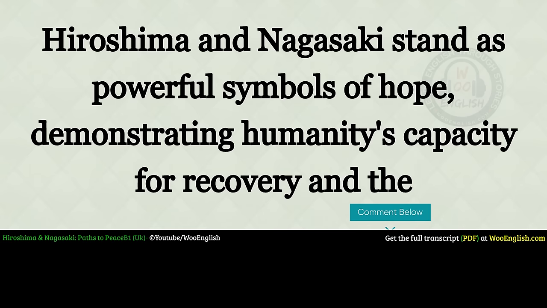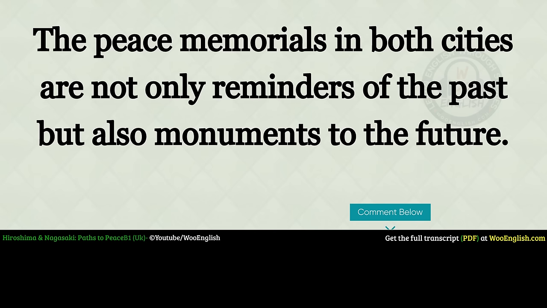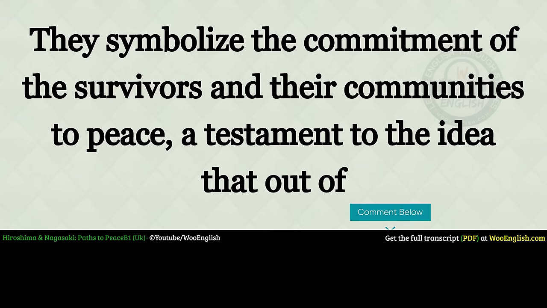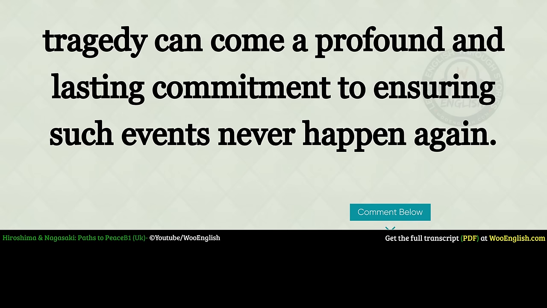Symbols of hope. Hiroshima and Nagasaki stand as powerful symbols of hope, demonstrating humanity's capacity for recovery and the possibility of reconciliation. The peace memorials in both cities are not only reminders of the past, but also monuments to the future. They symbolize the commitment of the survivors and their communities to peace, a testament to the idea that out of tragedy can come a profound and lasting commitment to ensuring such events never happen again.